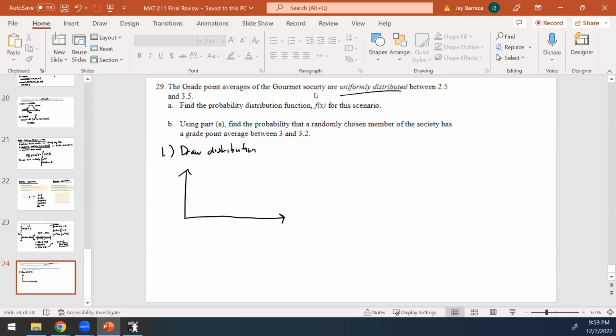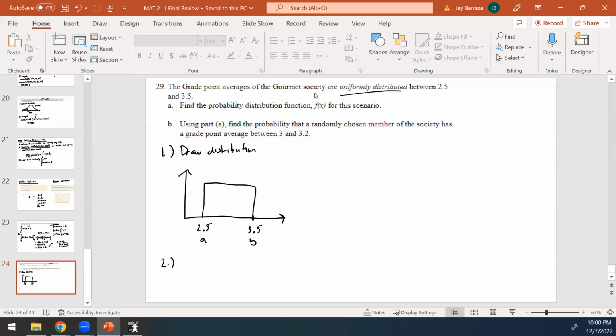Okay. So what is the starting amount? 2.5. What is the ending amount? 3.5. And it's going to be uniform, so it's a rectangle. So this is A and this is B.